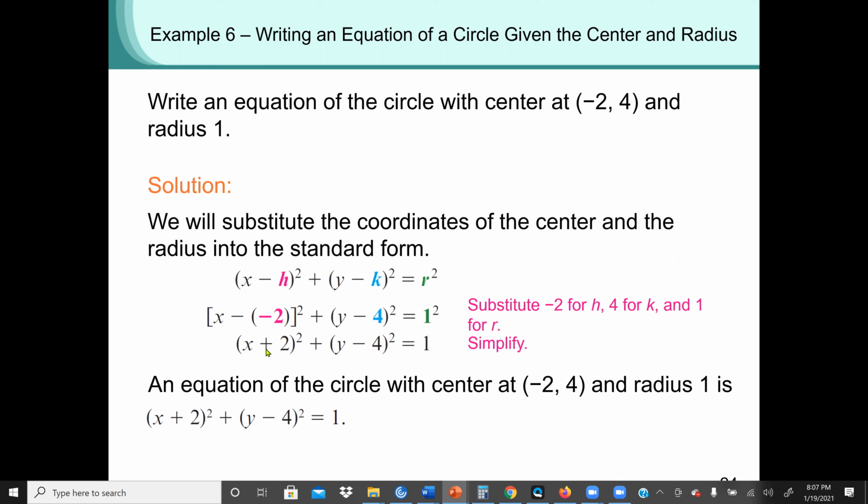So minus minus will give me plus, so I'll get (x plus 2) squared plus (y minus 4) squared. 1 squared is 1, so I'll get 1. So the equation of the circle with the center (negative 2, 4) and radius 1 is (x plus 2) all squared plus (y minus 4) all squared equal to 1. Again, this is our standard form of circle equation. That's what we have to use because the center is given to us, h and k, and the radius is given. So we substitute the values for h, k, and r and simplify it.